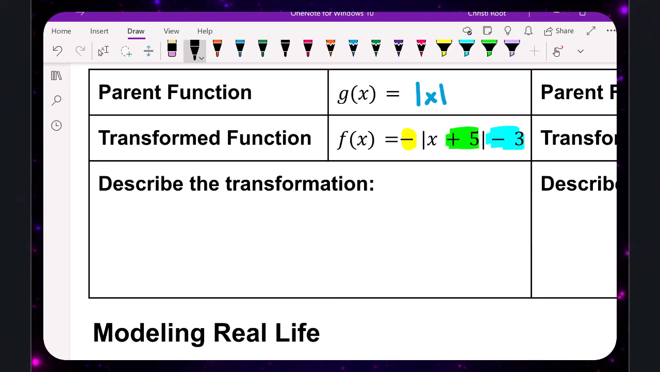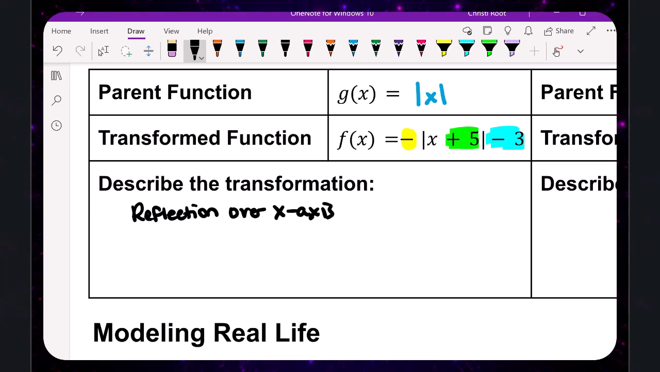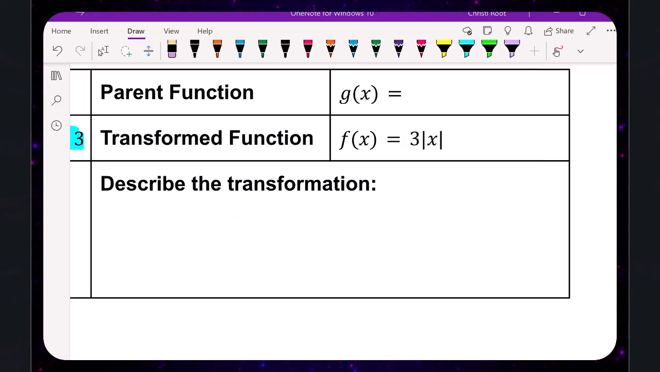So I'm going to write these down individually. If I'm multiplying that function, do you see where it is? It's in front. So that means it's a reflection, but where? It's a reflection over the x-axis. And if you are adding 5 to x, it's going to go the opposite direction. It's going to go left 5. And -3, that's at the end of the function, so you're going to bring everything down 3.